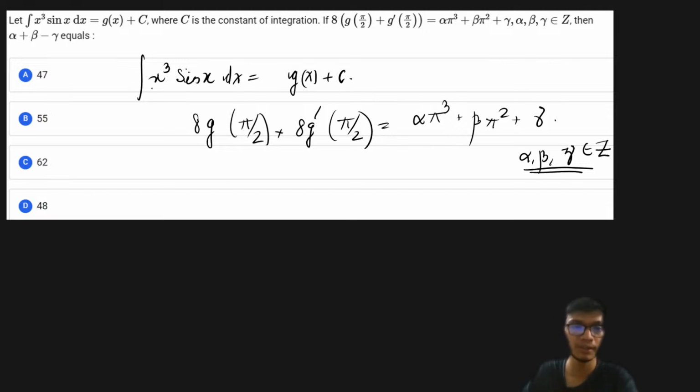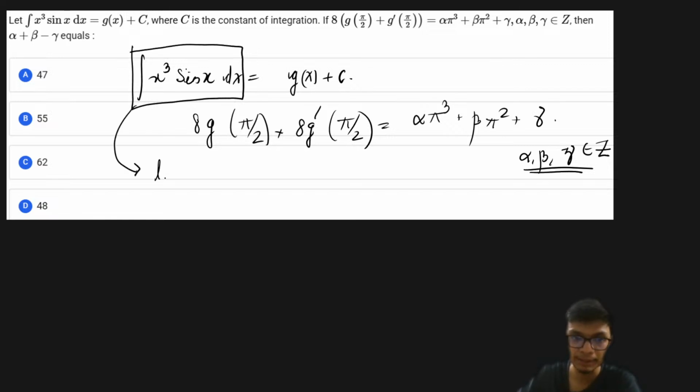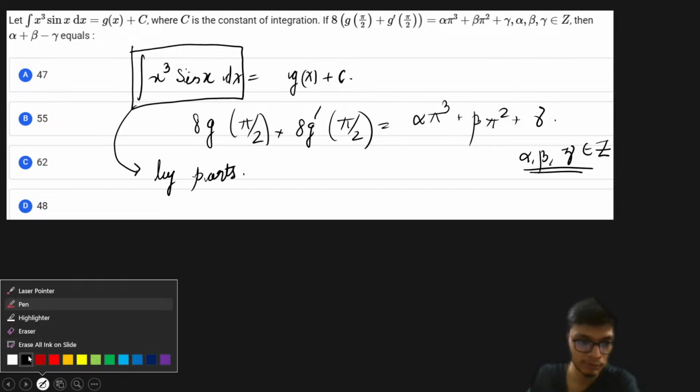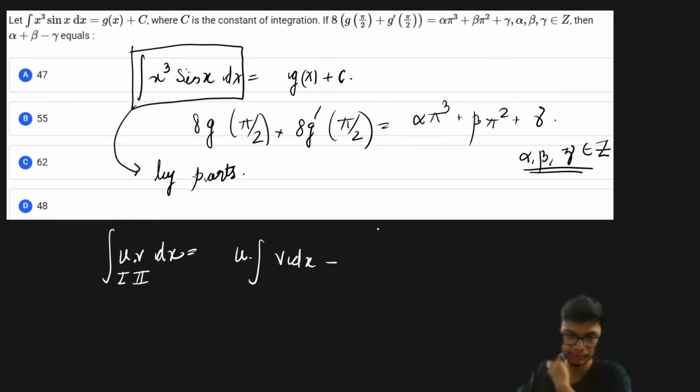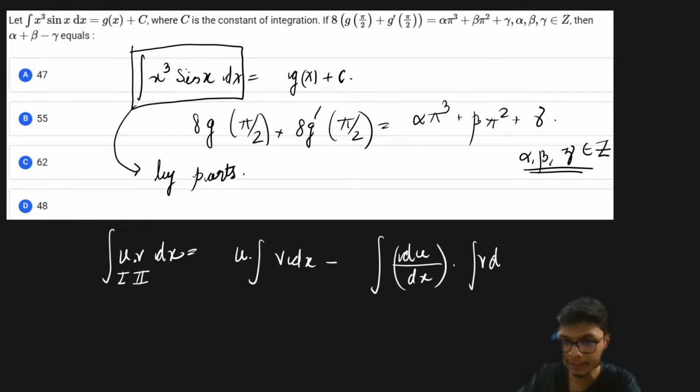Now, if you look at this particular function that we need to integrate, it can be simply done by doing by parts. Okay, so I'm going to use integration by parts to solve this question. So if you recall the formula for integration by parts, let us say you have two functions which are multiplied to each other, that is u and v, and let us say u is the first function and v is the second function. So this integration by parts is equal to u into integration of v dx minus integration of differentiation of u with respect to x multiplied with integration of v dx and then whole integration with respect to dx, right?